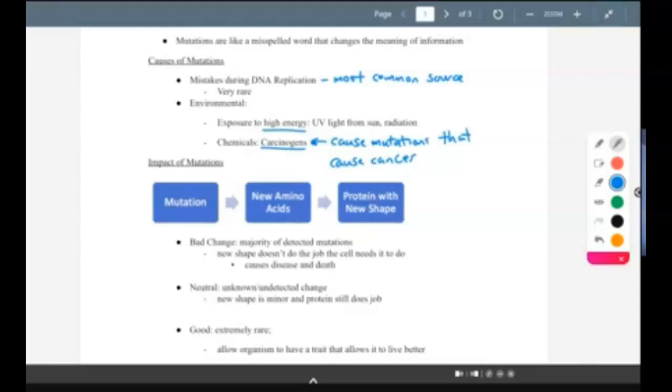So two sources of mutations. One just happens when our cells divide, and the other happens because we're exposed to either high energy sources or chemicals like carcinogens. Any questions here? Okay, let's start to think a little bit about the impact of these mutations.